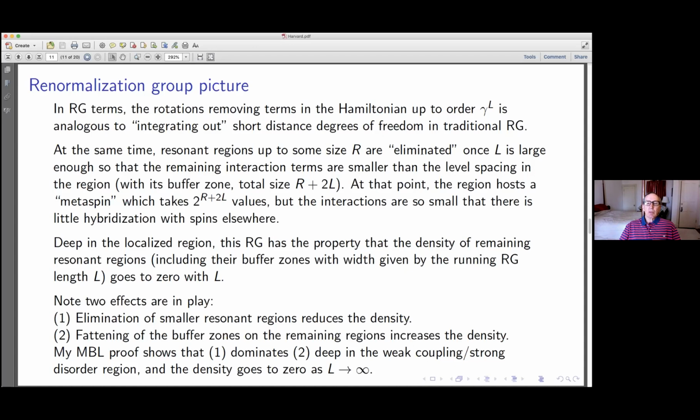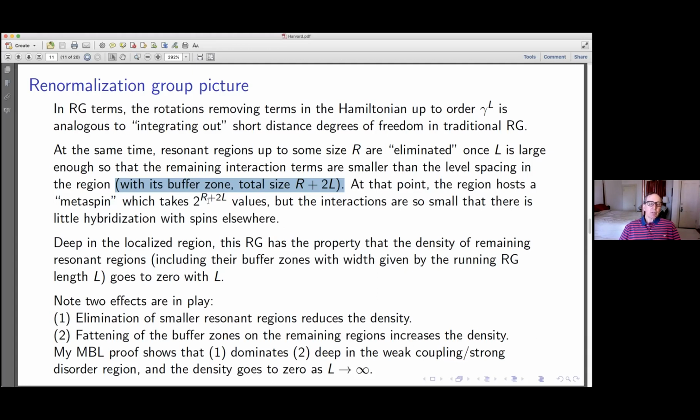Once the RG's length scale is large enough so that the remaining interaction terms are smaller than the level spacing in the region, and important to note, including the buffer zone with total size R plus 2L, then at that point you might think of the region as a metaspin which takes 2 to the R plus 2L values. It's a very complicated spin, but if the interactions are sufficiently small, there's still going to be very little hybridization with spins elsewhere.